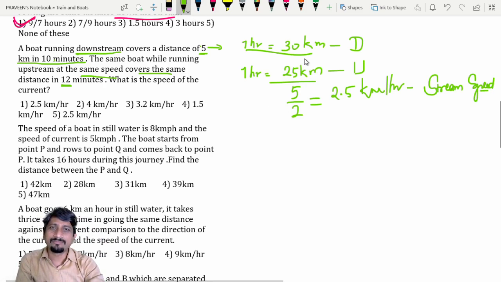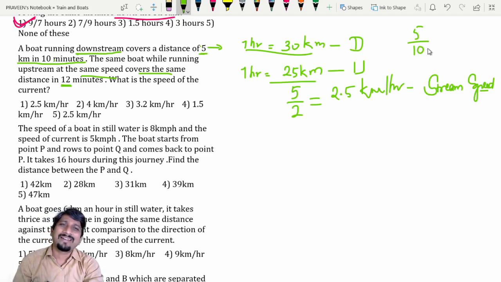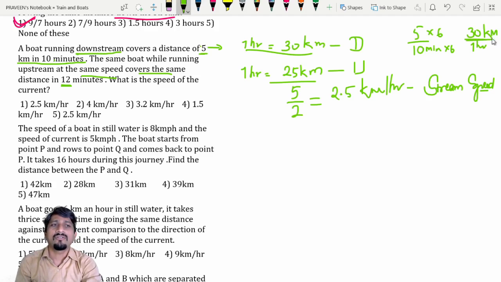Is that clear now? How did I find 30 kilometers? If you take 5 upon 10 and multiply, that is not the way of doing it. 10 minutes into 6 is equal to 1 hour. So I will multiply this also by 6. So therefore I will get 30 kilometers per hour. This is how you have to do it faster. Clear, my dear friend? Let us go to the next question.